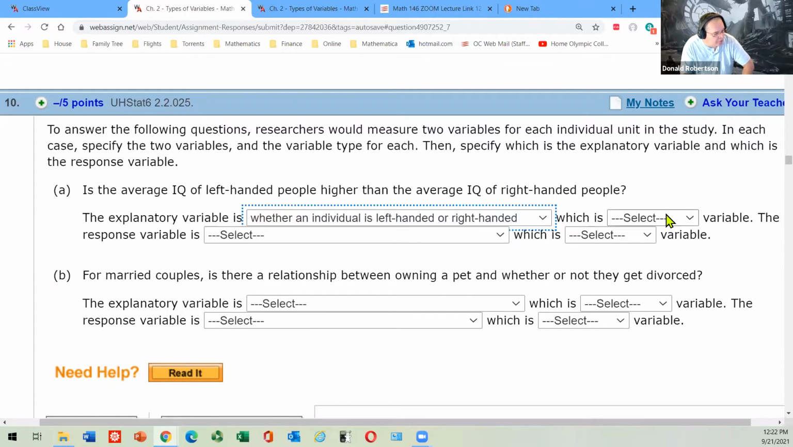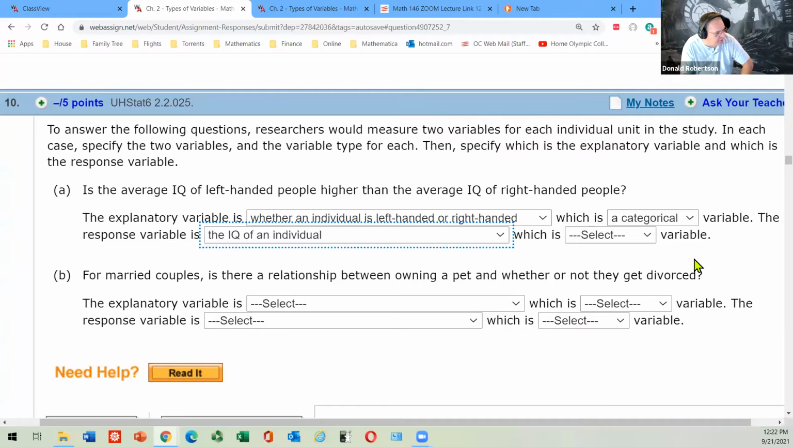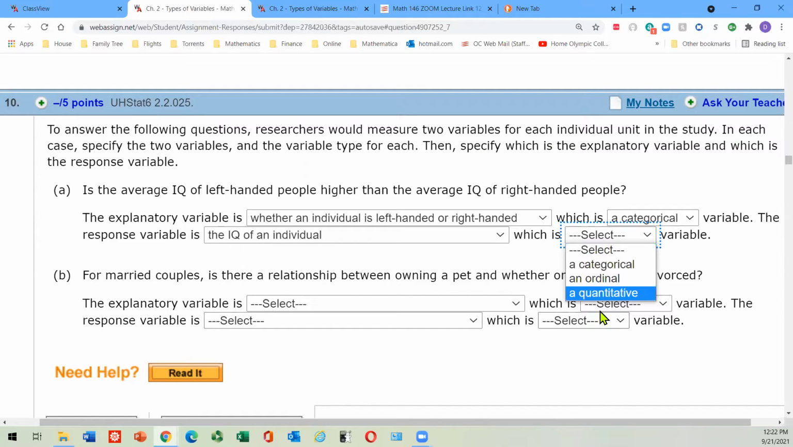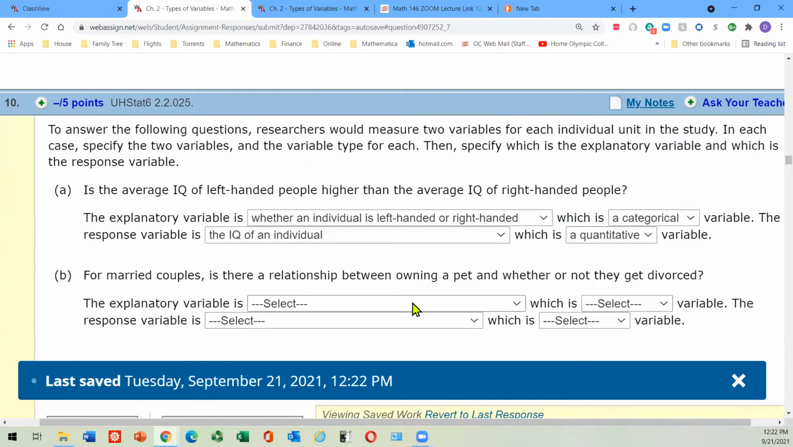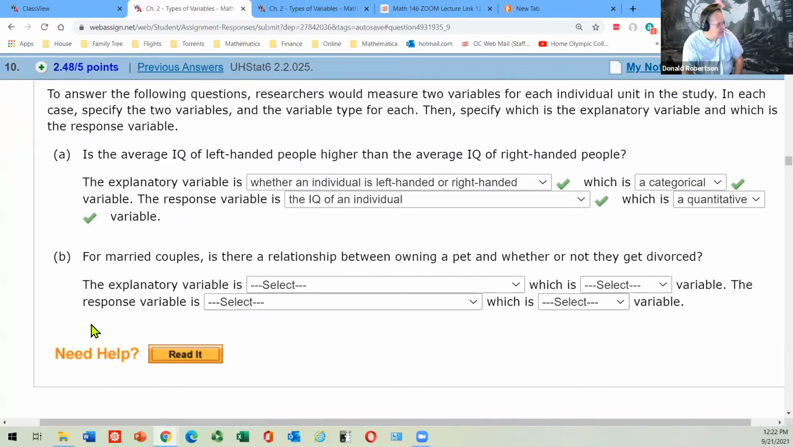And I would just call that categorical. If there are only 2 things, I don't want to call it ordinal. The response variable is the IQ of the individual. And which one of those 3 is the IQ? Quantitative? Quantitative, right. Fingers crossed. Go for it. Am I good or am I good?